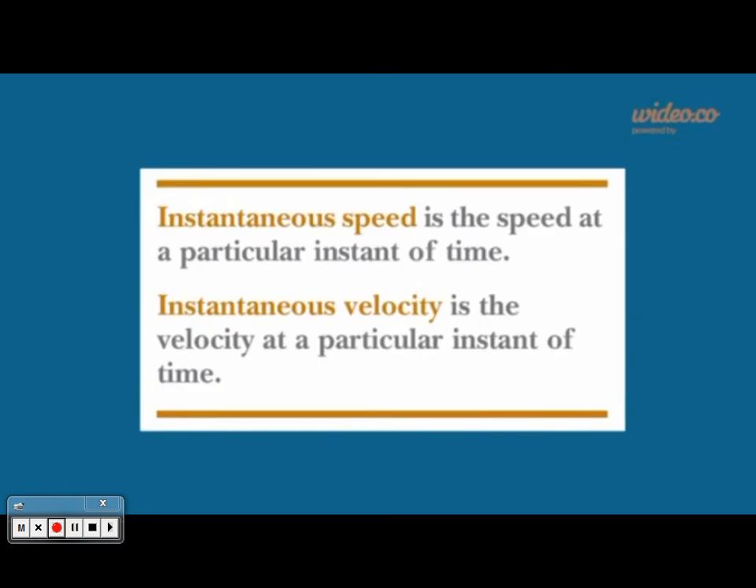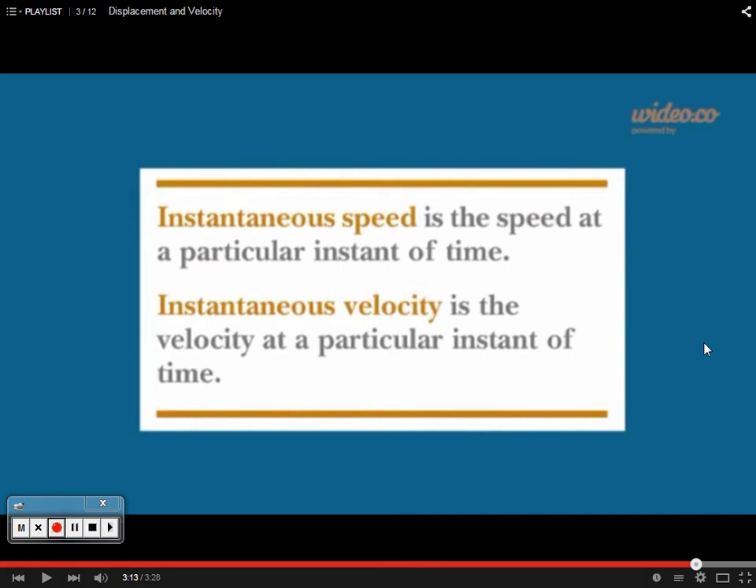And finally, I want to talk about instantaneous speed and velocity. The word instantaneous means at this moment, a particular point in time, this instant of time. So instantaneous speed and instantaneous velocity are very hard to measure. Okay, so once again, instantaneous speed is the speed at that particular moment, and instantaneous velocity is the velocity at this particular moment in time.